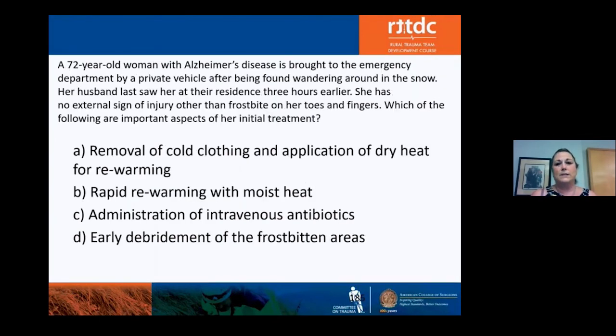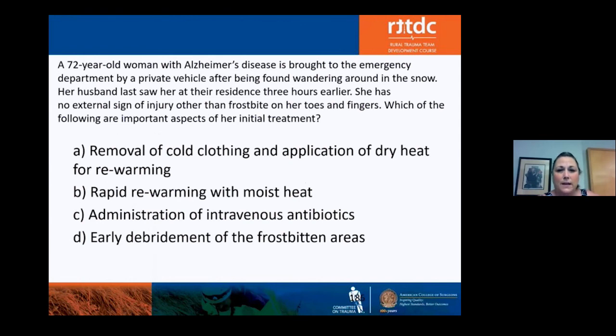A 72-year-old woman with Alzheimer's disease is brought to the emergency department by a private vehicle after being found wandering around in the snow. Her husband last saw her at their residence 3 hours earlier. She has no external signs of injury other than frostbite on her toes and fingers. Which of the following are important aspects of her initial treatment? A is removal of the cold clothing and application of dry heat for rewarming. B is rapid rewarming with moist heat. C is administration of intravenous antibiotics. And D is early debridement of the frostbitten areas.